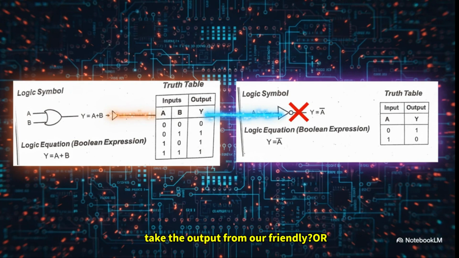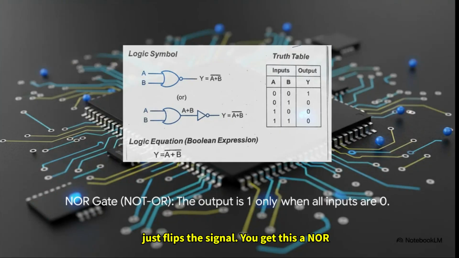What if we take the output from our friendly OR gate, the one that turns on if any input is on, and we just feed that signal directly into a NOT gate, which we know just flips the signal. You get this, a NOR gate, which, you guessed it, stands for not OR. Its logic is the exact opposite of the OR gate. Now, the output is 1 only when all the inputs are 0. It's like an only if everything is off switch. And notice the symbol. It's just an OR gate with that little bubble from the NOT gate tacked on.